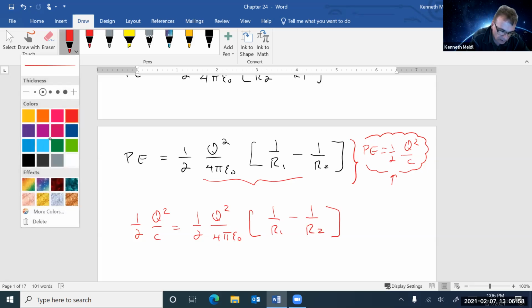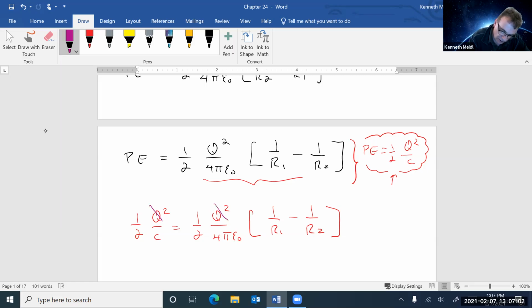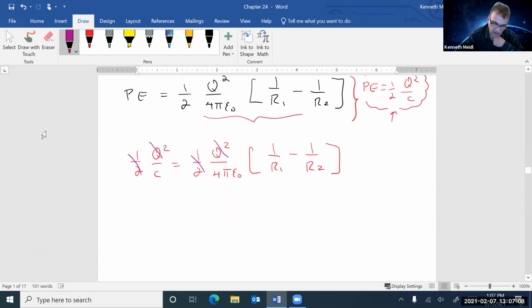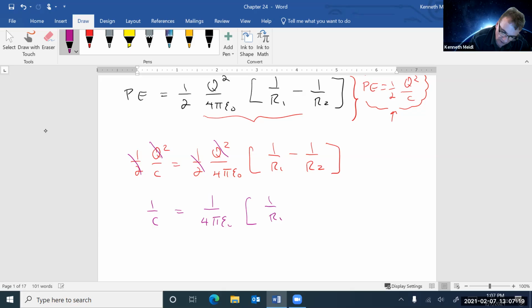And once again, capacitance usually has no Q's in there, so that's kind of nice to see that go away. This 1/2 takes out that 1/2, and what you're left with here is 1 over C equals, so that's gone, that's gone. There's a 1 over 4 pi epsilon naught. Let's try not to lose anything here. And so this is not the answer. I need to take the reciprocal of both sides.